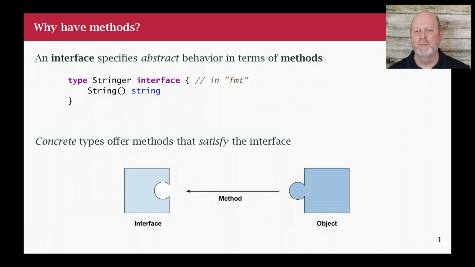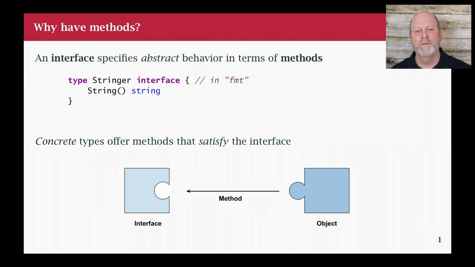In my opening segment on object-oriented programming in Go, I talked about abstraction and polymorphism. And what I said was that we wanted to be able to specify abstract behavior and then let concrete objects provide that behavior. And the way we do that in Go is with interfaces and methods. An interface is a specification of abstract behavior. It does it by listing a method set, a number of methods that a concrete object must provide.